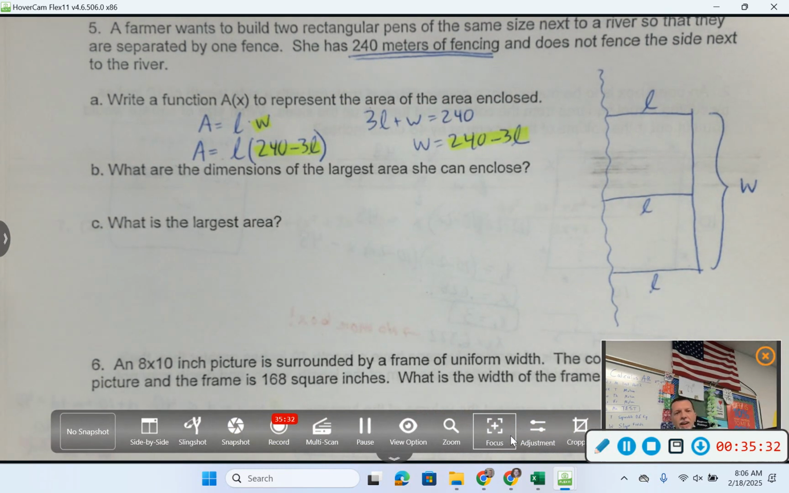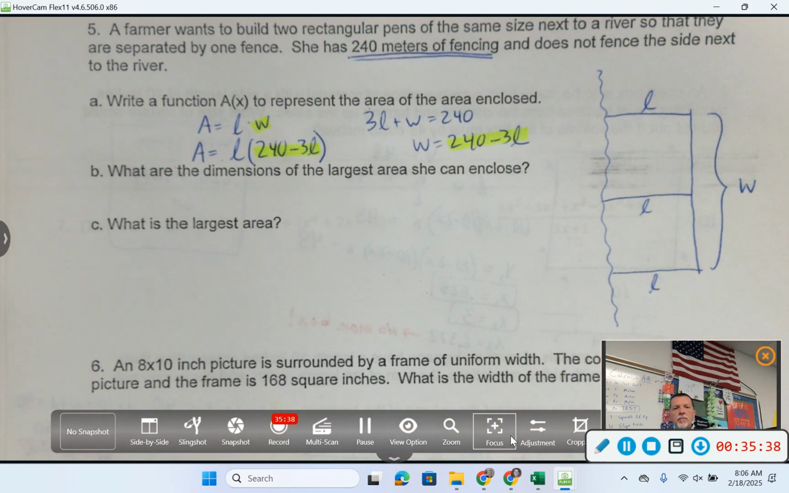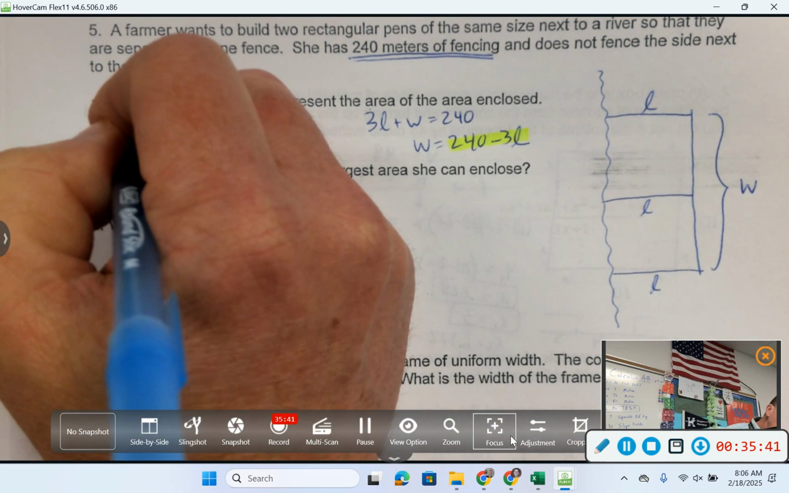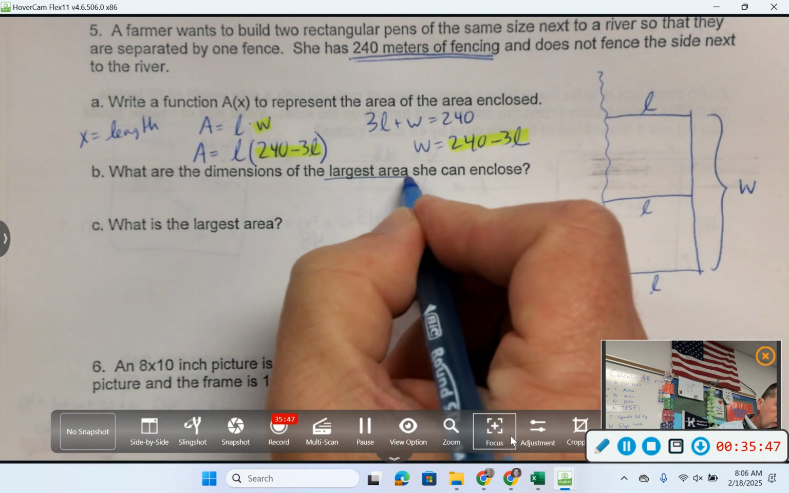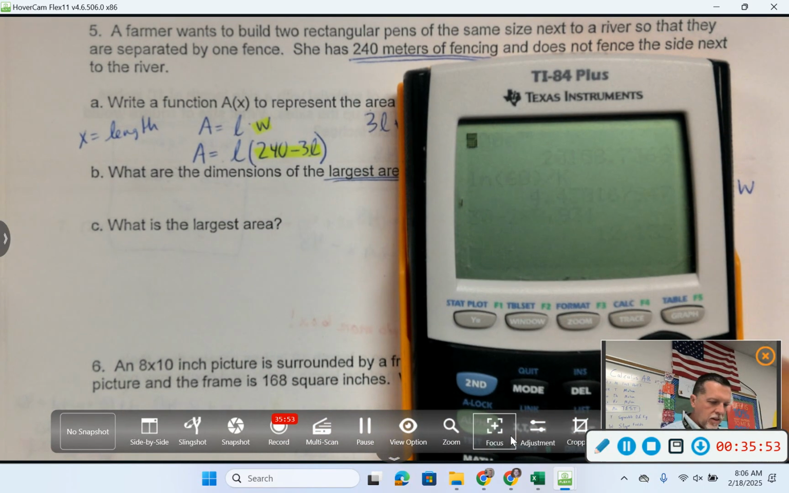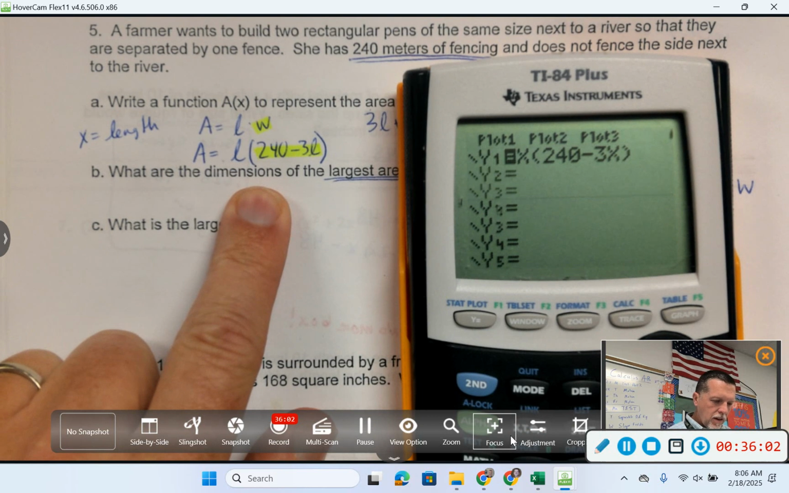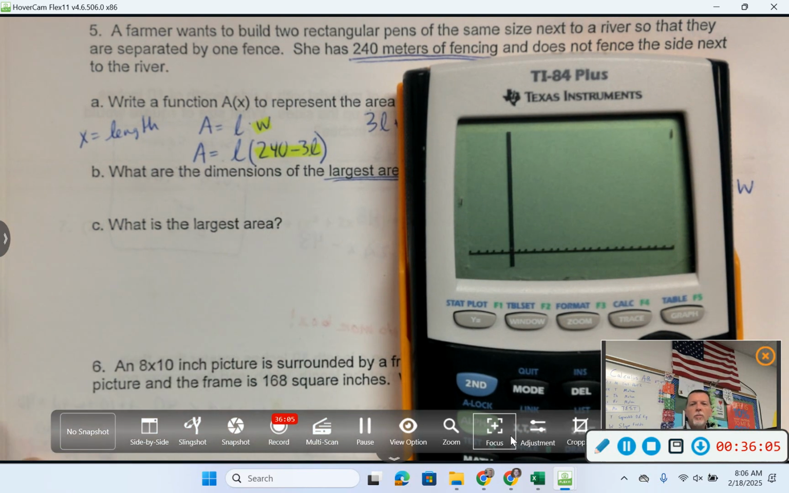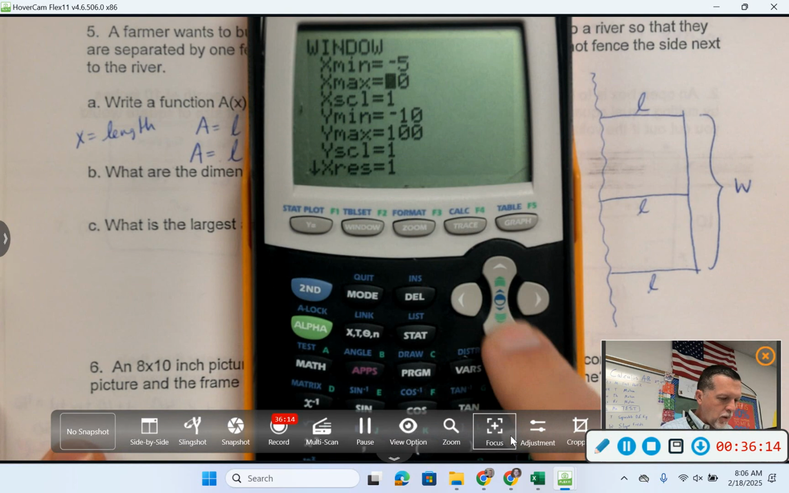And now that's not A of X, but it's A of L, meaning there's only one variable. So now I can go to the calculator. Right? I can let X equal the length. So when I go to the calculator, what are the dimensions of the largest area? So what am I looking for? The biggest solution, the peak. So X times 240 minus 3X. And my scale is all messed up now, so who knows? Oh, this is big. So L might be way bigger than 20.